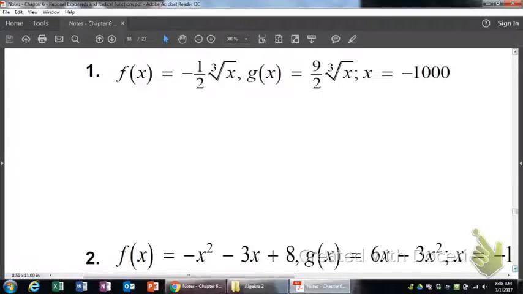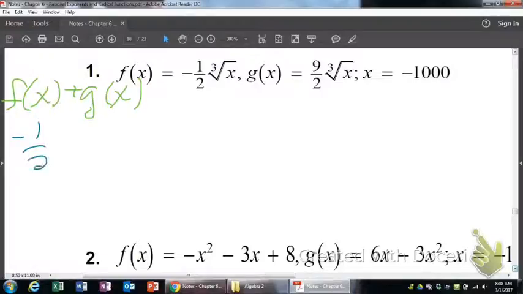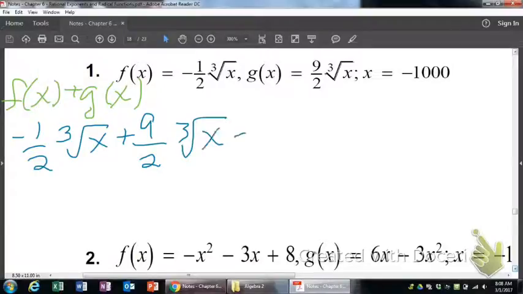So in this video, what I'm going to be doing is adding f of x plus g of x. And then I'm going to go ahead and find the value for x equals negative 1,000. So what that means is I'm going to take this negative 1/2 cube root of x plus 9/2 cube root of x.